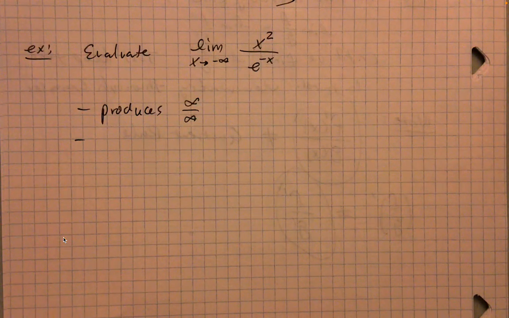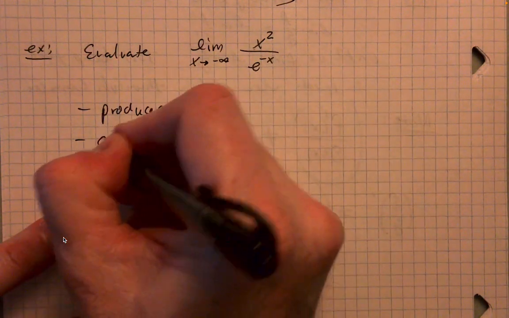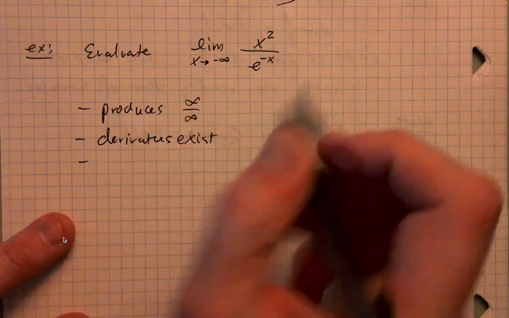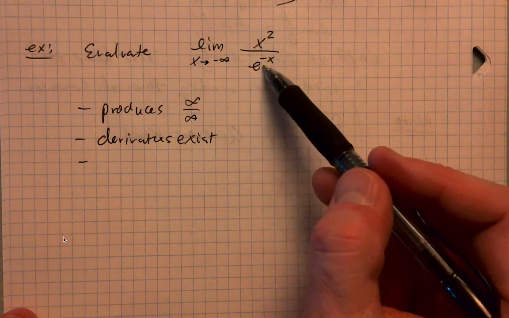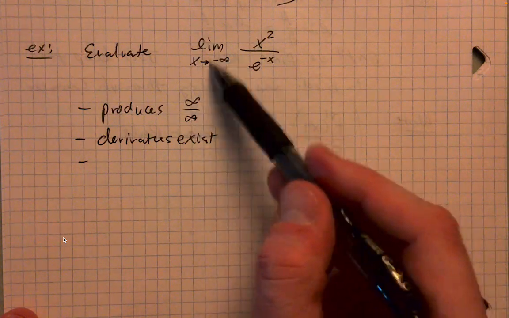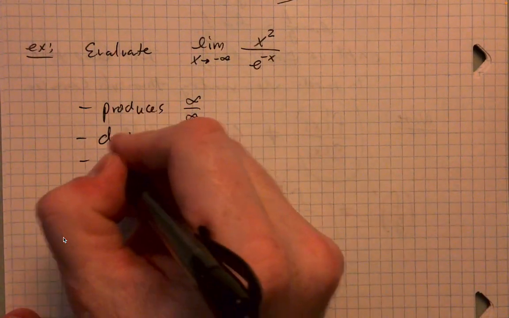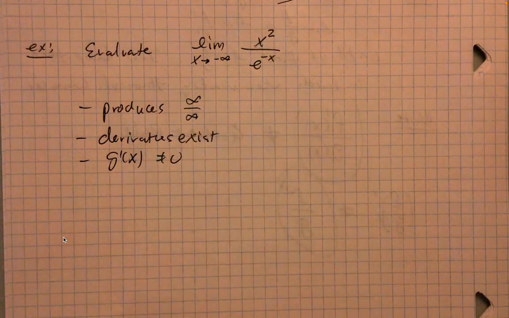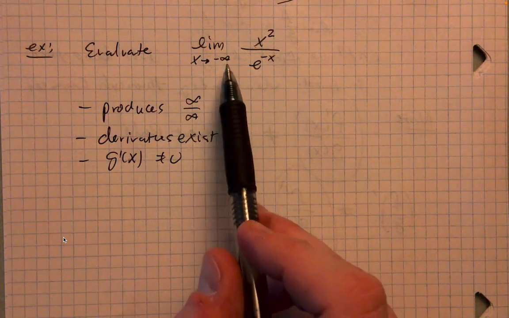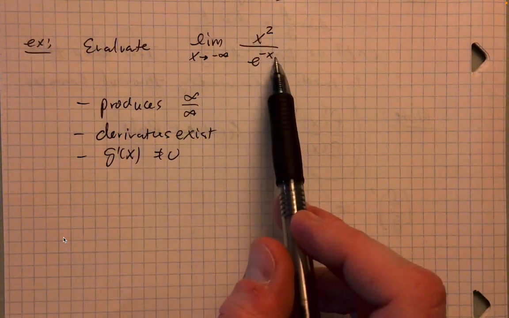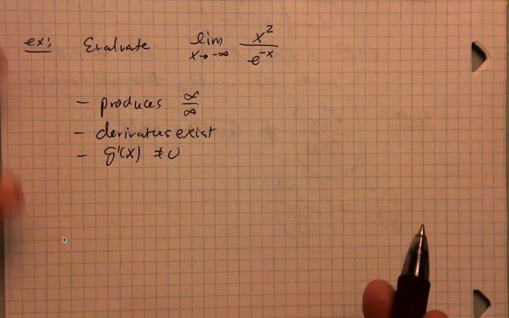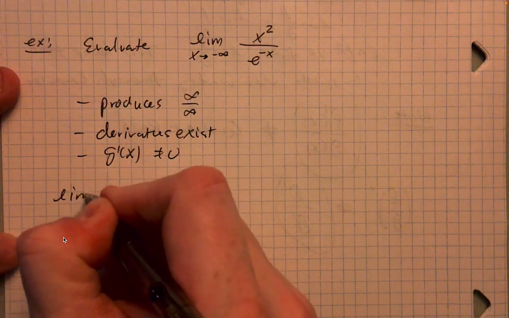Can we differentiate both top and bottom here? Yep. The derivatives exist. And what about the derivative of e to the negative x? Is it non-zero as x goes to negative infinity? Yes, it is. G prime of x is non-zero. Right. So for values that are heading off to negative infinity, this is going to be e to some insanely large number. So it's definitely non-zero. Okay, so we can use L'Hopital's rule. And let's see what happens here.